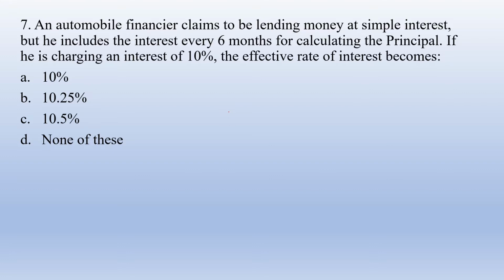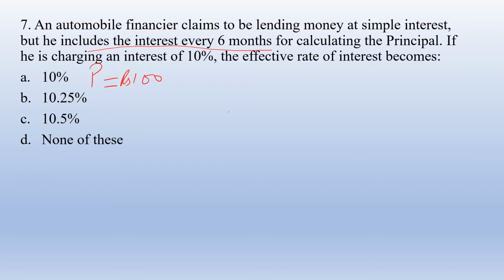So in this question, the data is not given, or the amount or the principal money is not given. So we will assume the principal which this financier lends to be 100 rupees. So the question says the lender includes the interest every 6 months.